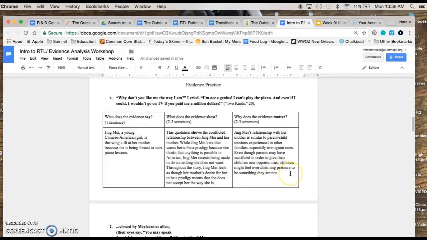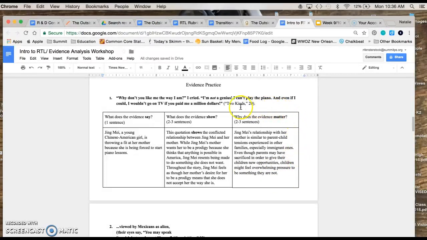So here's how we're going to explain it with this. Jing Mei's relationship with her mother is similar to parent-child tensions experienced in other families, especially immigrant ones. Even though parents may have sacrificed in order to give their children new opportunities, children might feel overwhelming pressure to be something they are not.